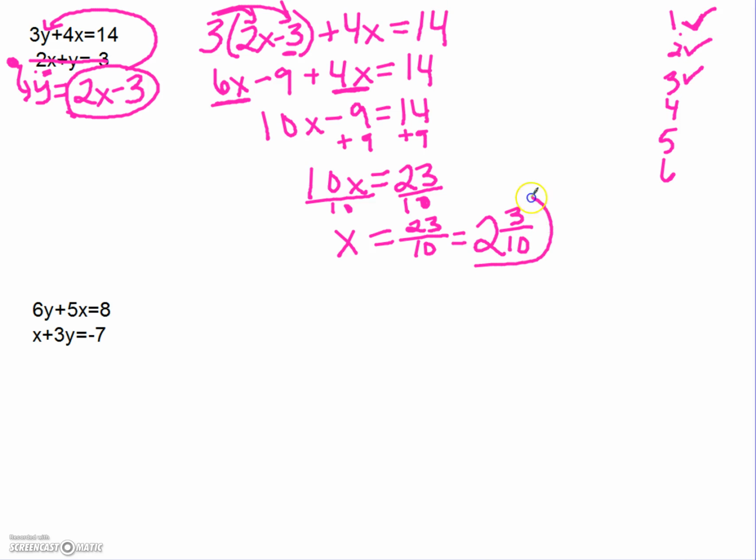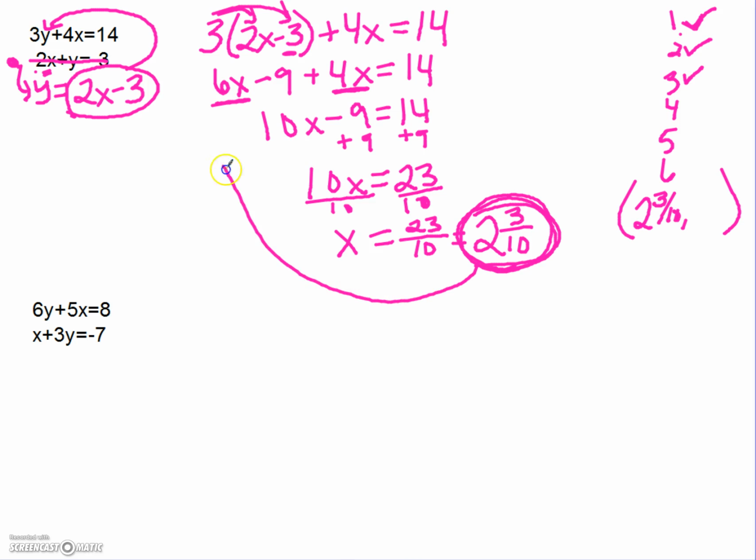Now, here is my value for x. So if I want to go ahead and start my ordered pair, 2 3/10 is my x. We don't know y yet. Now, we are going to plug in this x into one of these two equations. I'm going to choose this one because it just looks simpler to me. You can use the other one, that is fine. Okay, but when I do that, I have y equals 2.